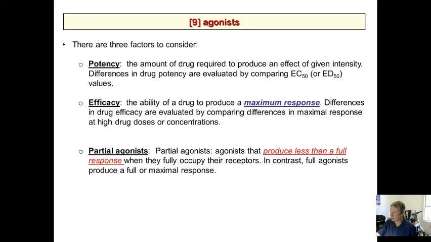Partial agonists are agonists that produce less than a full response when they fully occupy the receptors. In contrast, a full agonist produces a full response. Okay, so we have partial agonists and full agonists. That kind of makes sense too.